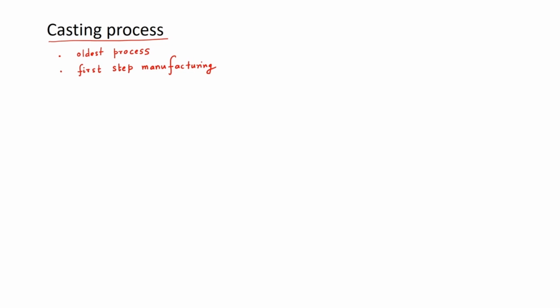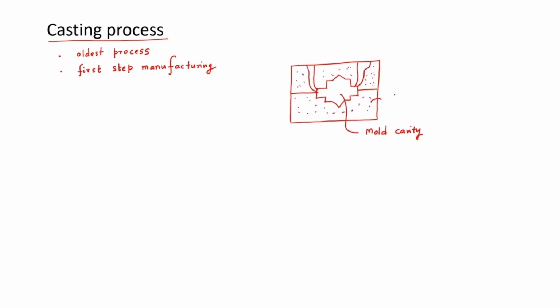The principle of operation is very simple. We are making a mold cavity. So, this is a mold cavity. This is the sand mold, a very typical and basic casting process. The green sand casting. This is the gate. Gate is the opening through which we are pouring the hot metal or the molten metal. This is the riser.